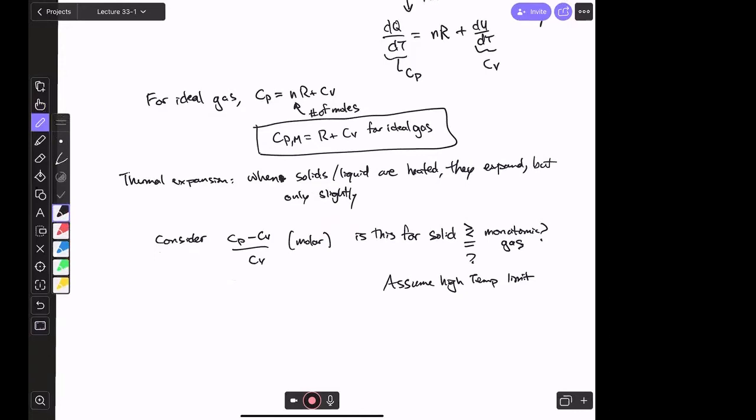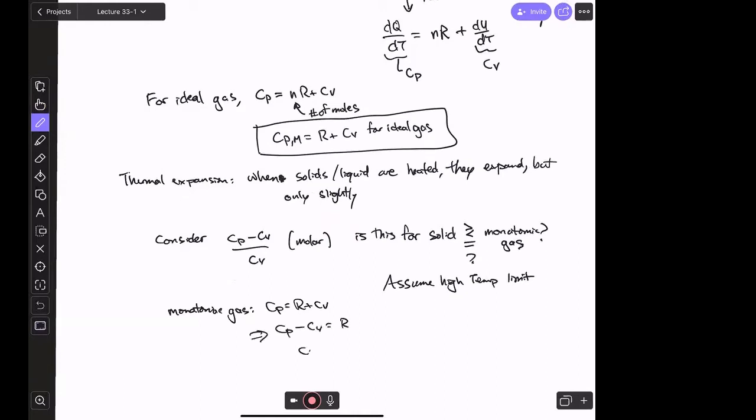So I did use the equation that we had for the ideal gas to get an answer for a monatomic gas. Okay, let's do that part first. Setting Cp equal to R plus Cv, and then if you subtract the Cv from that, you just get R. And for a monatomic gas, the heat capacity is 3/2 R. So you get R over 3/2 R, which is 2/3.